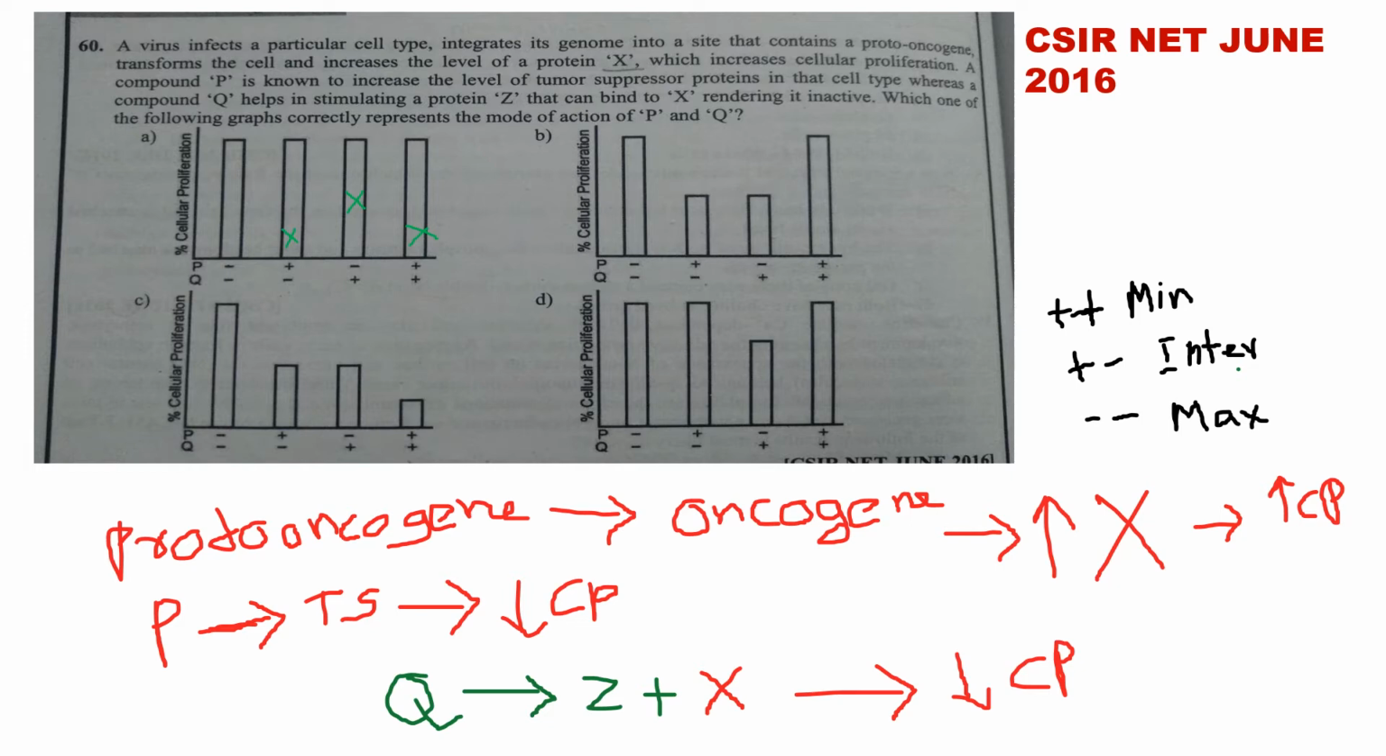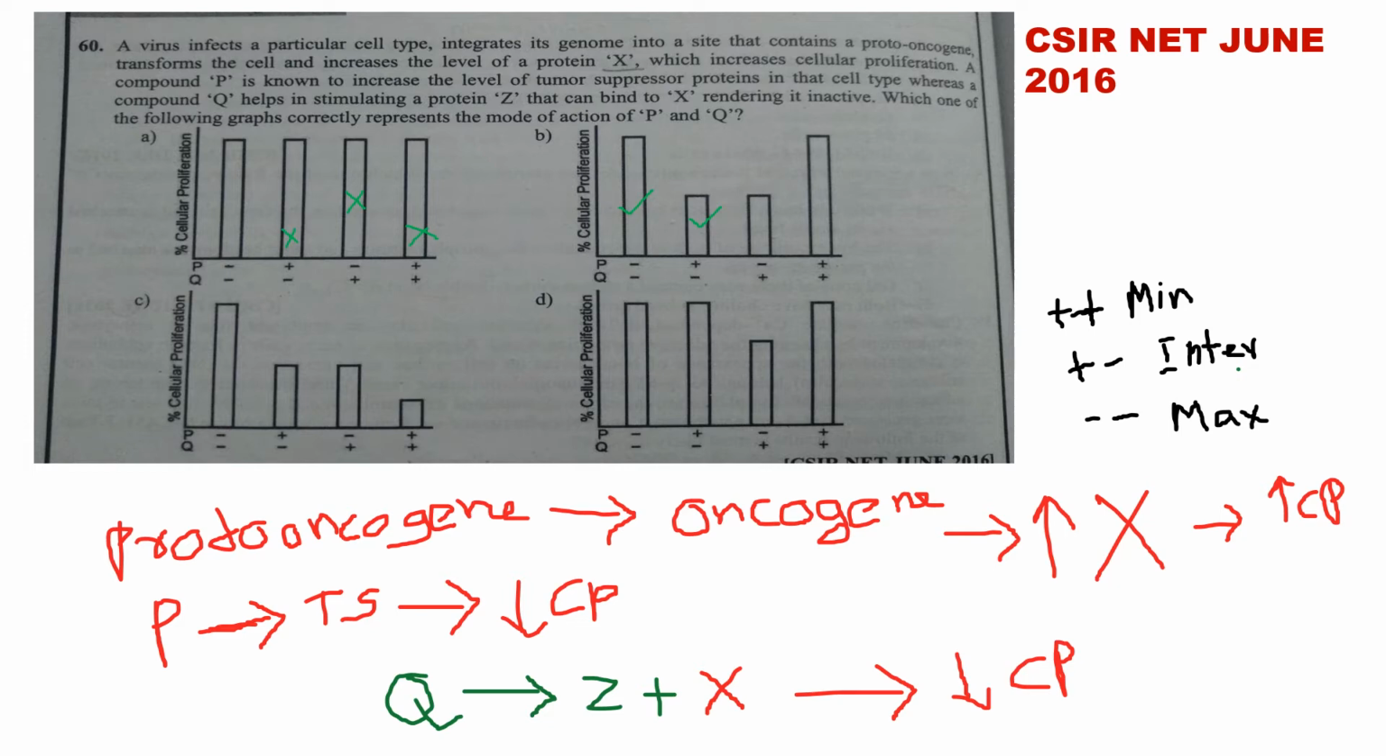Let's see graph B. Here P and Q both are absent. If both are absent, that means maximum cell proliferation. So this is correct. Here one is present and one is absent. P is present, Q is absent. So here lesser cell proliferation. That is correct. Here 50% cell proliferation is there.